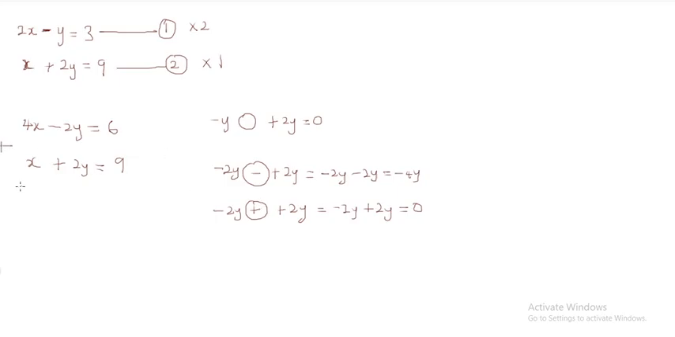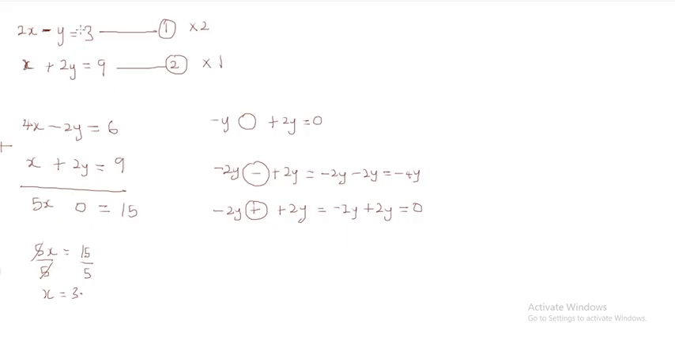From here, I have 4x plus x, so that is 5x. This is now minus 2y plus 2y, which is 0. This is equal to, here I have 6 plus 9. 6 plus 9 is 15. From here I have 5x is equal to 15. I can divide both sides by 5. This will cancel out this, and I have x is equal to 15 divided by 5, which is 3.